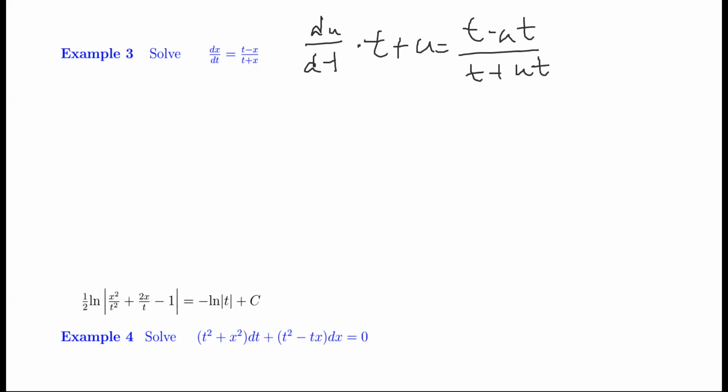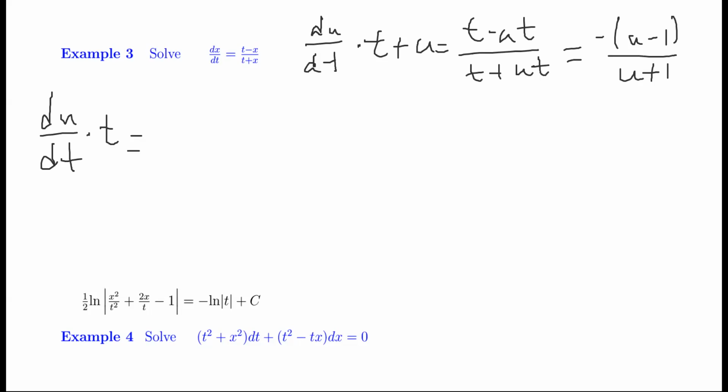This is our separable equation. Notice that on the right-hand side, we could factor out a t everywhere. So this becomes negative of (u minus 1) all over (u plus 1). So this whole thing becomes du/dt times t is equal to negative (u minus 1) all over (u plus 1) minus u. I just subtracted this part over to the right-hand side.